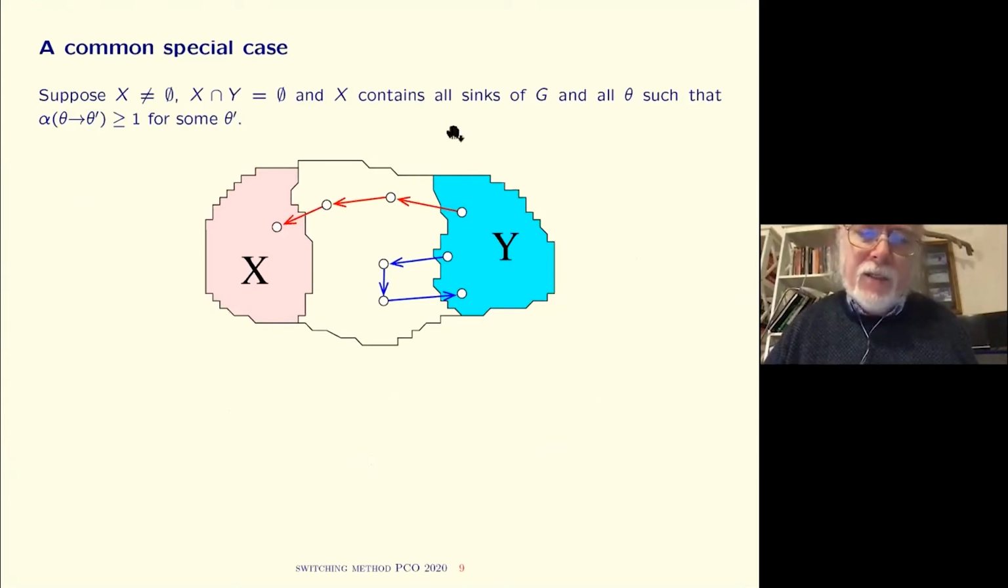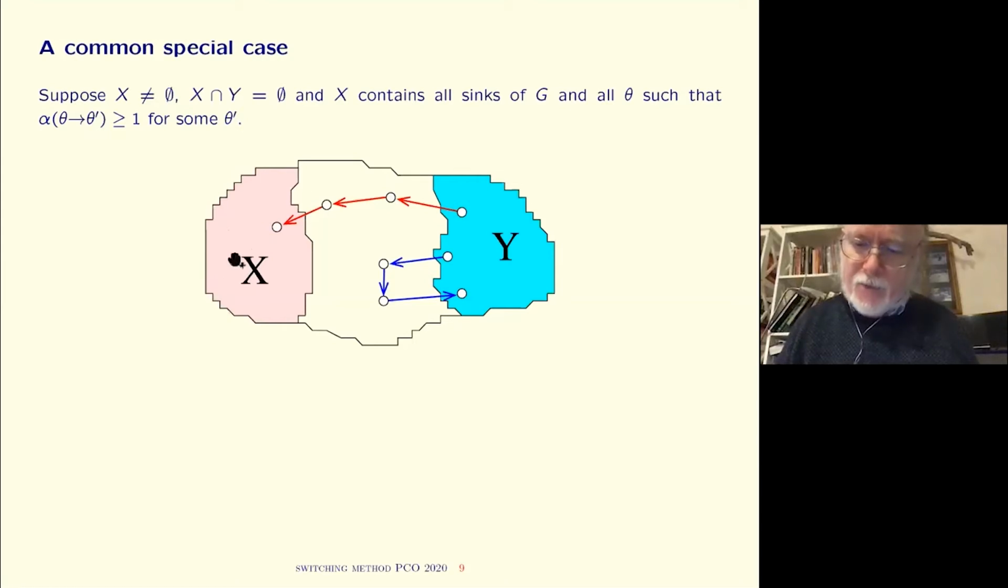So this is a diagram of our graph. X is the base set that we've normalized to 1. Y is the set that we're trying to find an upper bound on. And the properties that are required are X is not empty, it doesn't intersect Y, it has to contain all the sinks, and also has to contain the tail of every edge for which the alpha value is greater than or equal to 1.